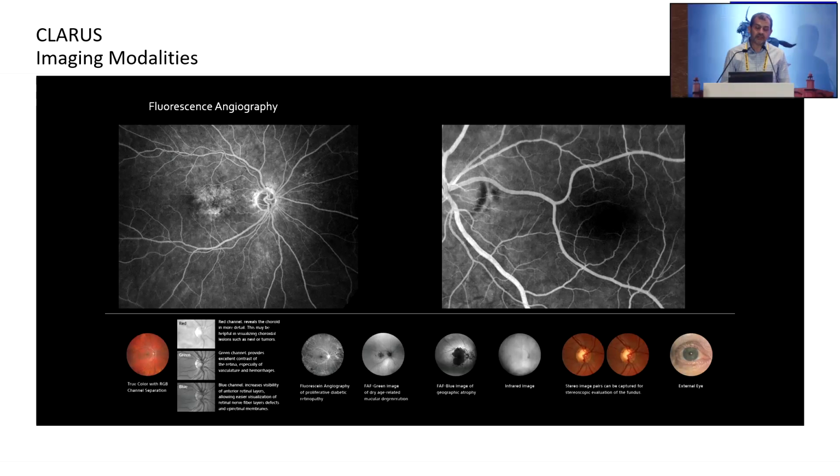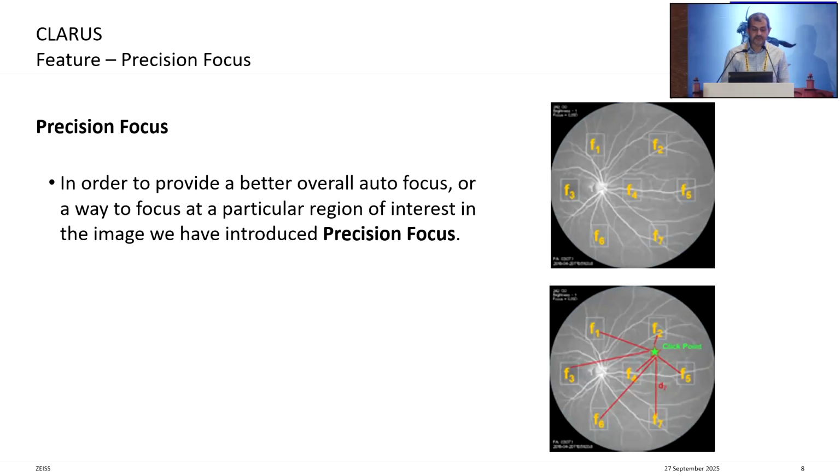This slide tells us what the machine can do, from external eye photography to color photography to FAF, which is fundus autofluorescence, and FFA, fundus fluorescein angiography. Their precision focus technology makes sure that all the areas are in focus. You don't need to manually focus it, which is again a very big advantage.